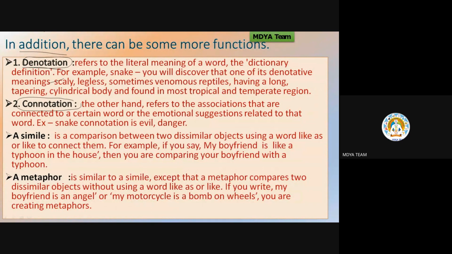Denotation means the dictionary definition of something. For example, there is a dog. How will the dictionary define that animal, that dog? An animal with four legs, one tail, two eyes, all these things. Domestic animal, all these things. Carnivorous. So this will be the dictionary definition of that.